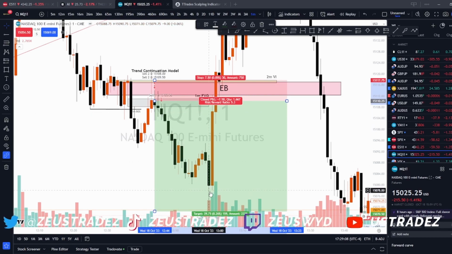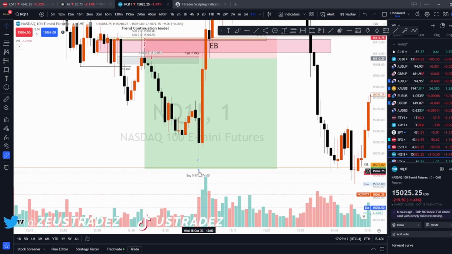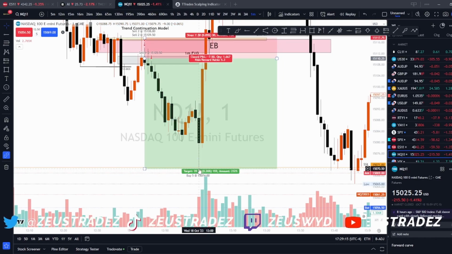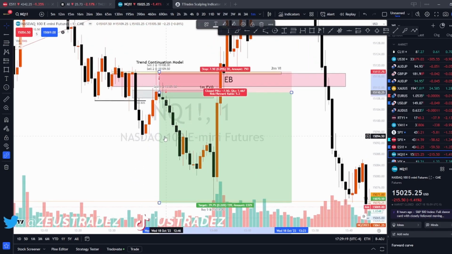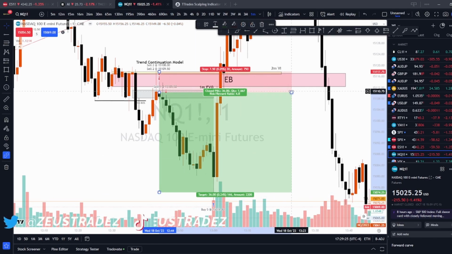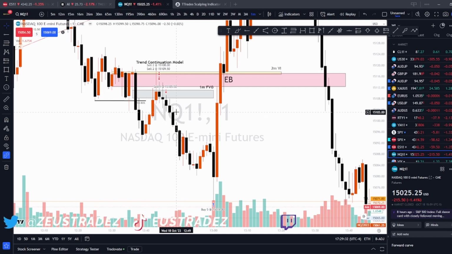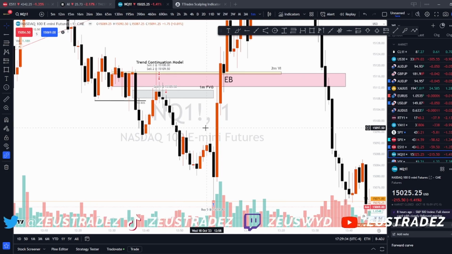Look at that. So you can see my execution level. Look at that. You see where we got out? At 74. So we took a 4.8 risk to reward based off of this trend continuation model. When I say it works 99% of the time, 99% of the time.